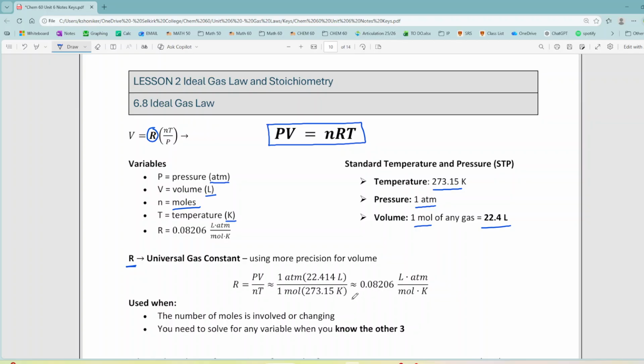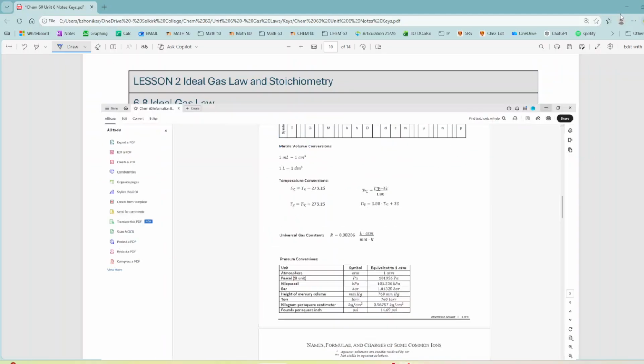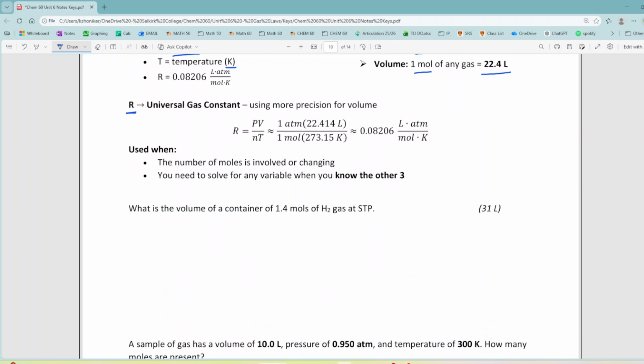This is not something you have to memorize. This is on your information booklet. They give you the value for R. I should double check that. Yes, it is. So there it is. Universal gas constant, R is equal to 0.08206. And be careful. Sometimes you'll look at different data and someone will use 0.0821, right? So different people use differing precisions of different values, but we're going to use the 0.08206 in our calculations.